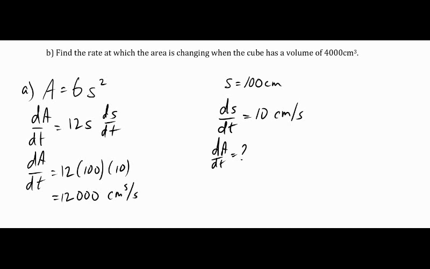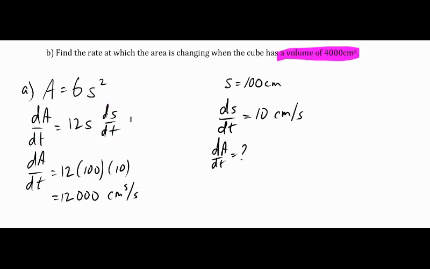Next question is a little bit different because it says find the rate at which the area is changing when the cube has a volume of 4,000 centimeters cubed. What's that telling us? Again, this is some problem solving stuff. To find the rate at which the area is changing, I don't want to use the volume formula and take the derivative of that because that doesn't have dA by dt in it. So why is it giving me the volume?